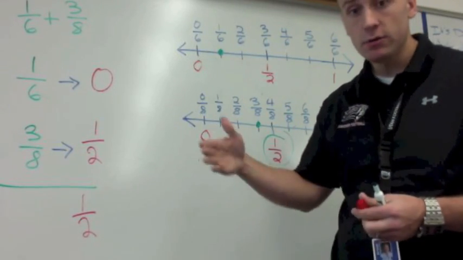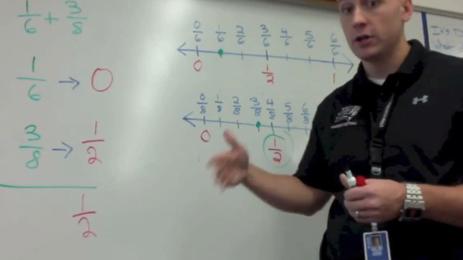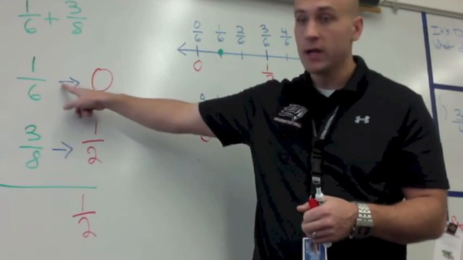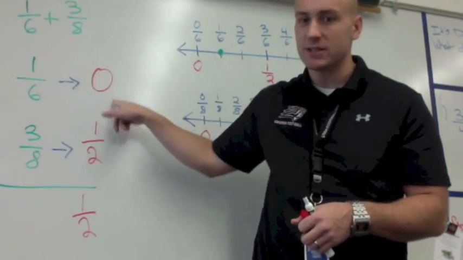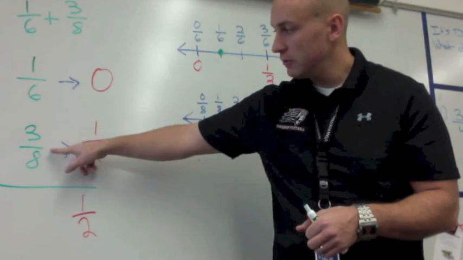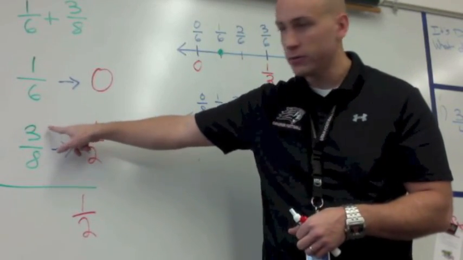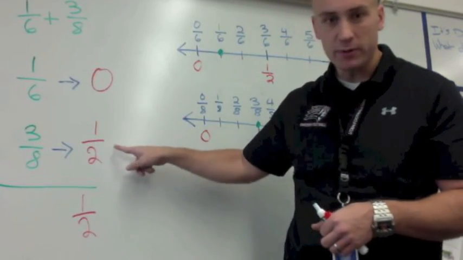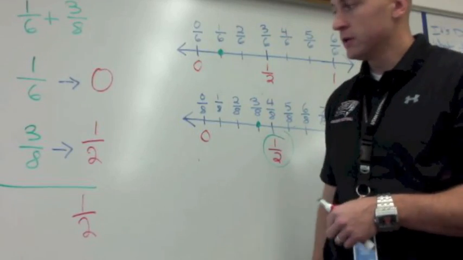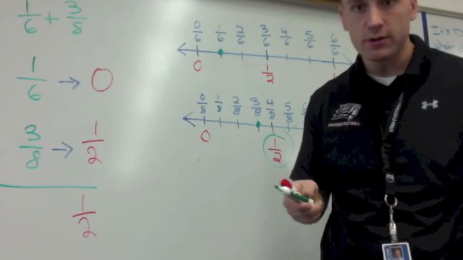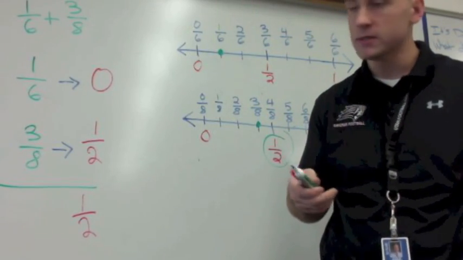And then pretty soon, once you start doing that for a while, you'll get good and you'll be able to just look at the number and know, oh, 1 piece isn't very much, that's closer to 0. Or 3, well, half of 8 is 4, and I know 3 is really close to 4, so it's probably closer to 1/2.